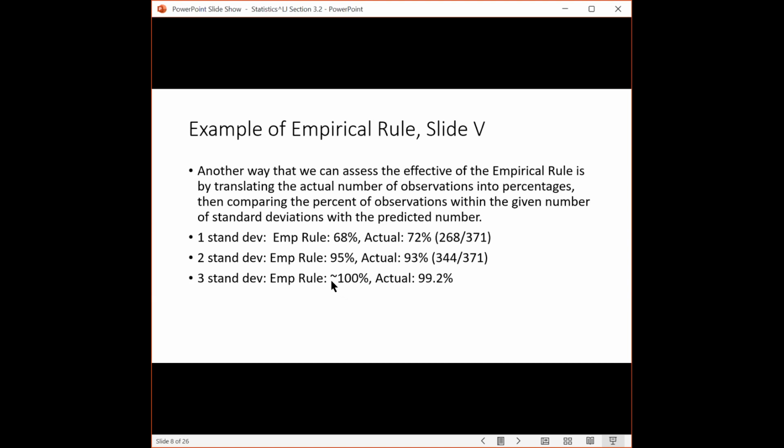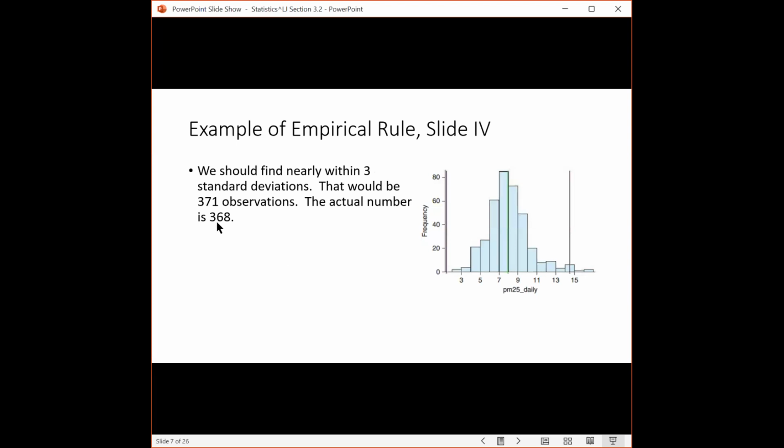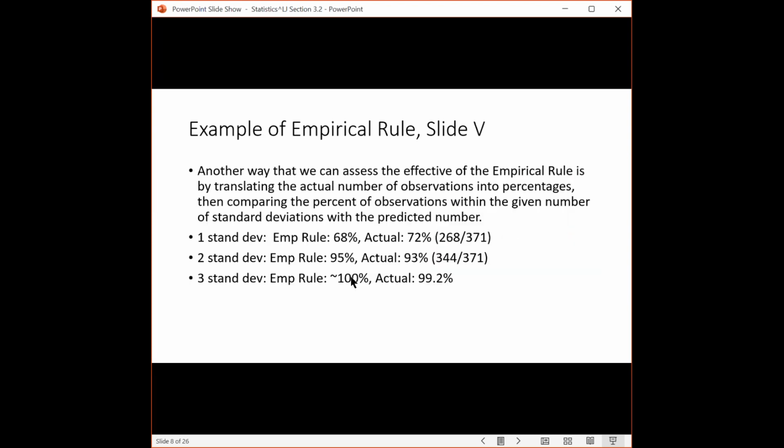And then the empirical rule says close to 100% should be within 3 standard deviations. And the actual number was 99.2%. What was that? That was the 368. If you take that and divide by 371, you get 99.2. Pretty close to 100. So the empirical rule did a great job on this particular distribution in terms of predicting what the distribution would be relative to the standard deviations.